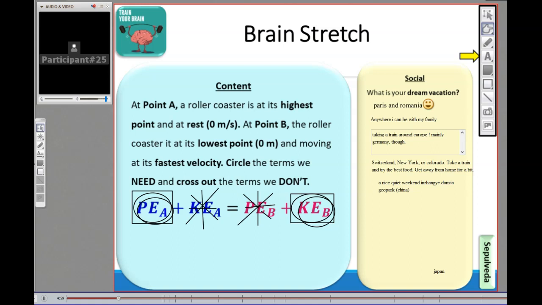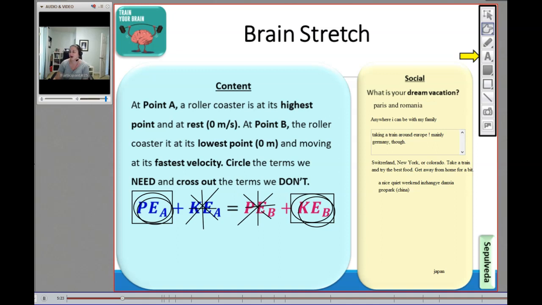So let's look at our content question really fast. Looking at point A here, we know that point A is a roller coaster at its highest point. So we're talking about the top of the hill and is at rest at 0 meters per second. That means no movement whatsoever. If I have no movement whatsoever and I have the highest height, what type of energy do I have? Let me know in the chat box. Do I have kinetic or do I have potential energy?